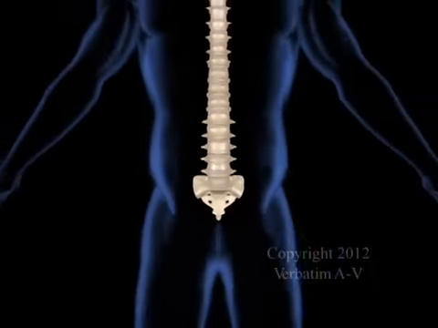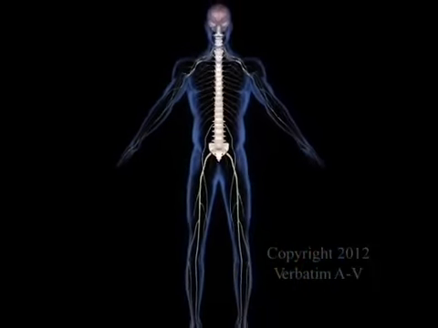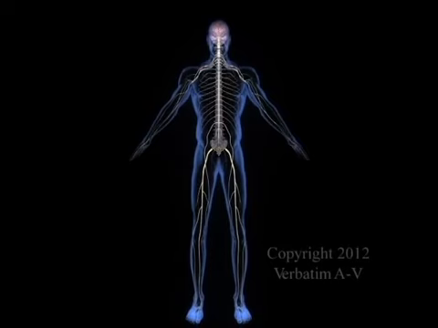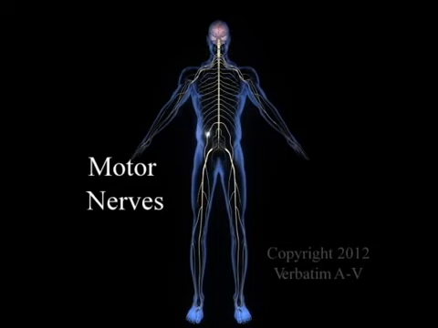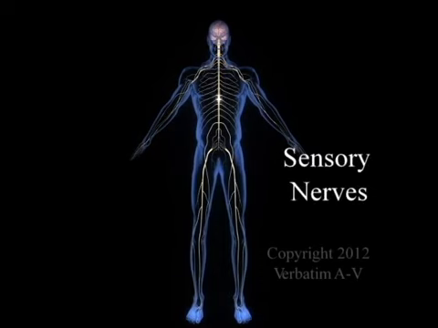In addition to providing structural support, the spine surrounds and protects the spinal cord. The spinal cord is comprised of millions of nerve fibers and is the main pathway for information connecting the brain and peripheral nervous system. Motor nerves carry information from the brain and spine to activate muscles and glands. Sensory nerves carry information such as feeling, temperature, and pain to the central nervous system.